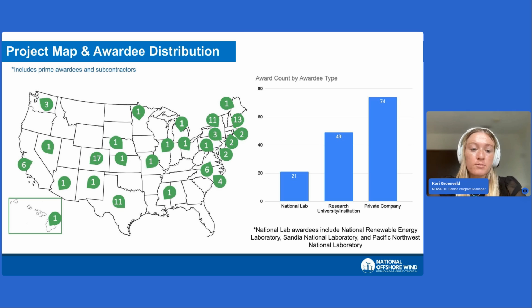Then also to add a bit more detail to our project portfolio, on the left, you can see a map of where our prime awardees and their subcontractors are across the US. We just always like to note that our R&D project portfolio takes place across the United States and is not necessarily clustered in one particular region. We have also issued awards to private companies, the majority of which are small businesses, research universities and institutions, and national labs.